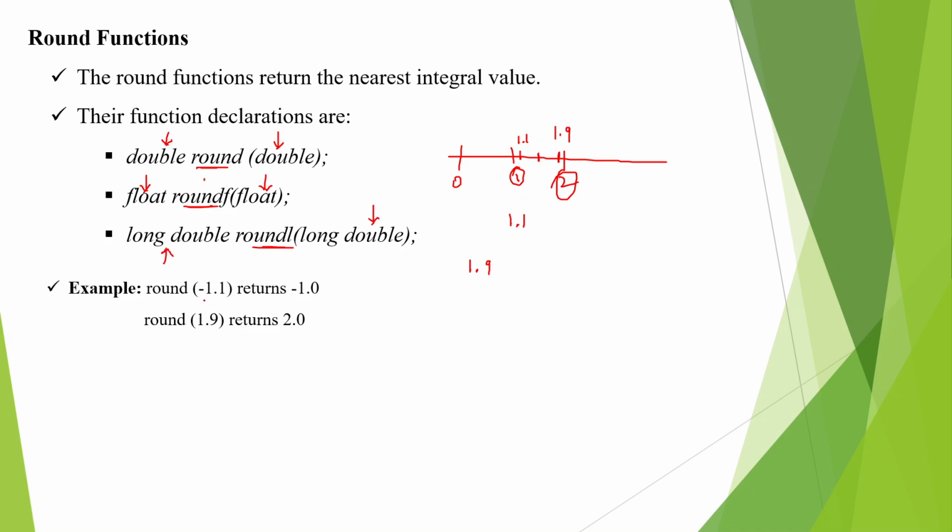So round of minus 1.1, as usual, minus 1 will be the nearest equivalent, and then round of 1.9, we know that 2 will be the nearest equivalent. Even if you give 1.5, I guess it is equivalent to 2 only, but we will check how it behaves by demonstrating.